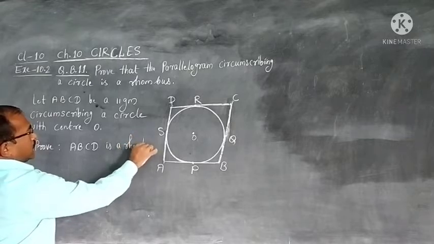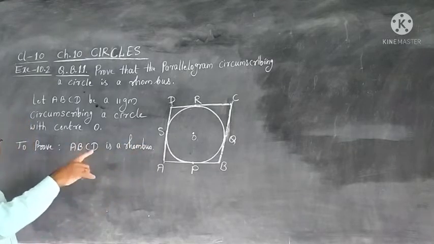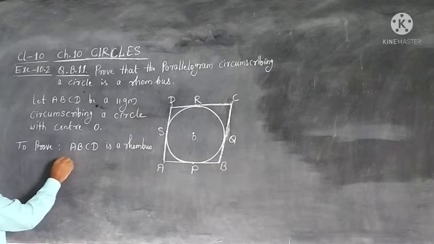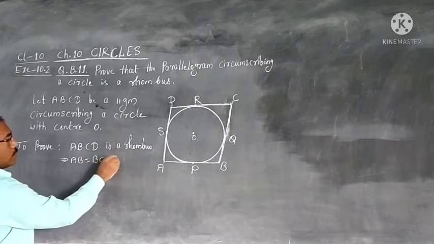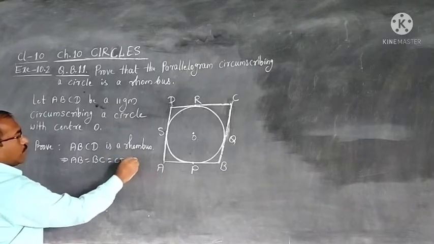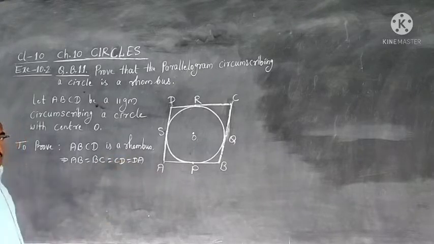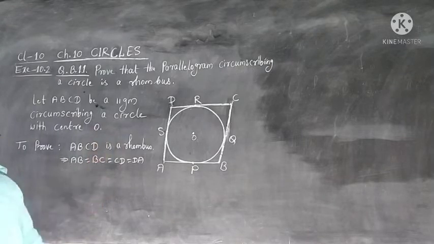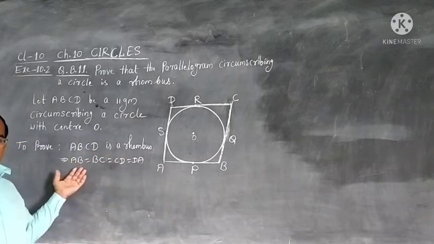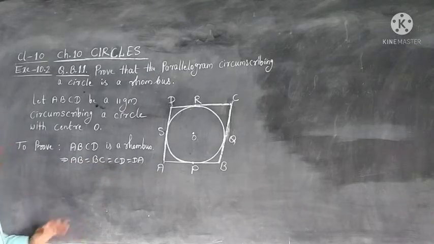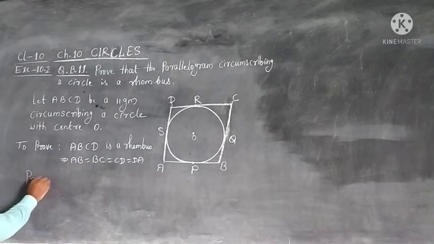ABCD is a rhombus when all four sides are equal. So we have to prove, or we can write, AB is equal to BC is equal to CD is equal to DA. In words, when we write ABCD is a rhombus, using the property of sides, we have to prove all four sides are equal. Now let us start the proof.